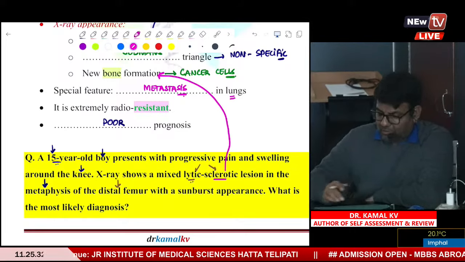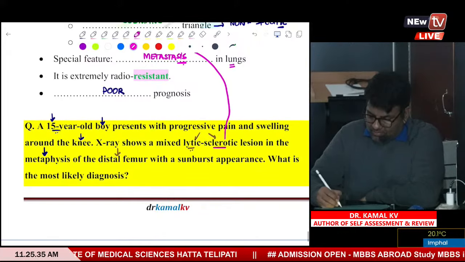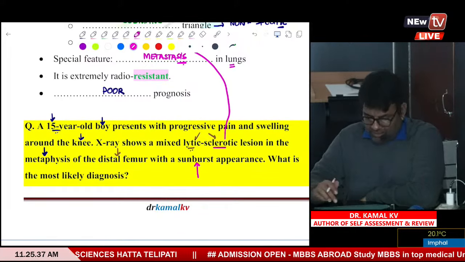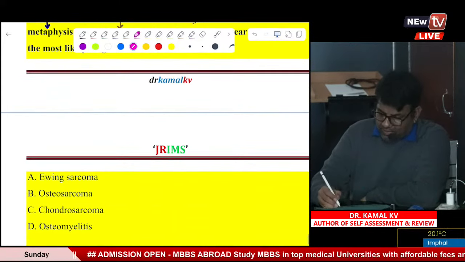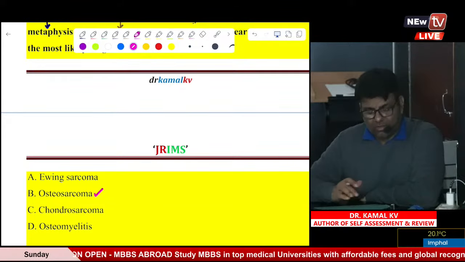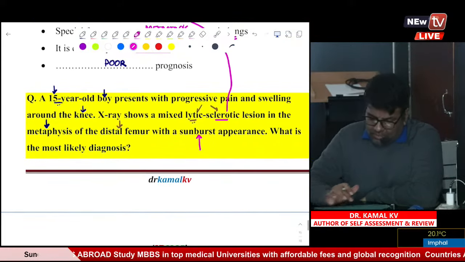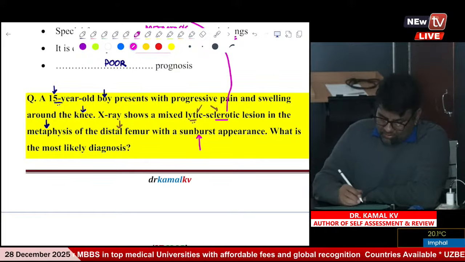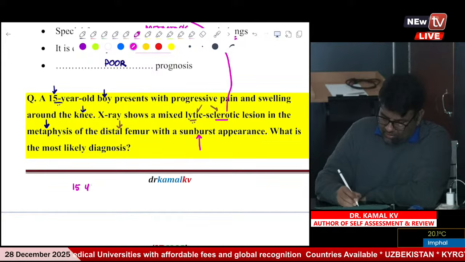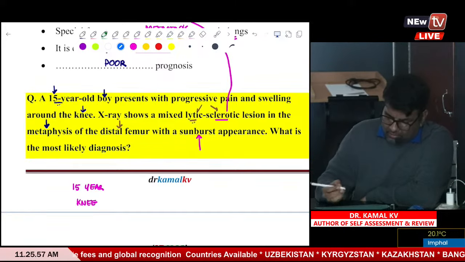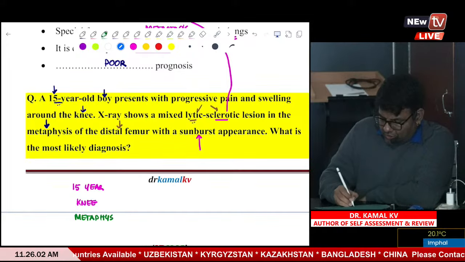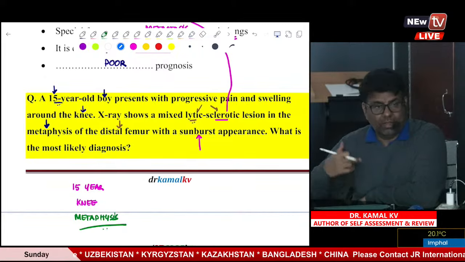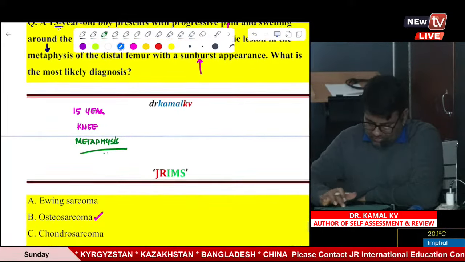So this is the explanation to that. And yes, the easiest clue is sunburst. So the moment you have this many clues, the answer will come out to be osteosarcoma. Even if you don't have sunburst, you could have gone for it: 15 years, knee joint, and metaphysis. These three points should be enough to make a diagnosis of osteosarcoma.